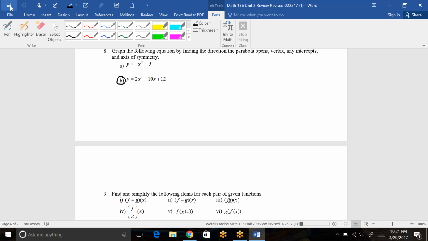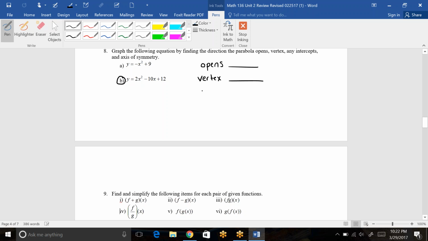So the next one that you guys had on the list, in fact, this was one that was emailed to me before our class session tonight started, was 8B. It was a graphing of a parabola one. So when we look at this, we have graphed the following equation by finding the direction of the parabola, opening, which means either up or down, the vertex, any intercepts, and the axis of symmetry. So this is the one we had, remember, in class, where I said on the test there'll be some blanks for you to fill in.